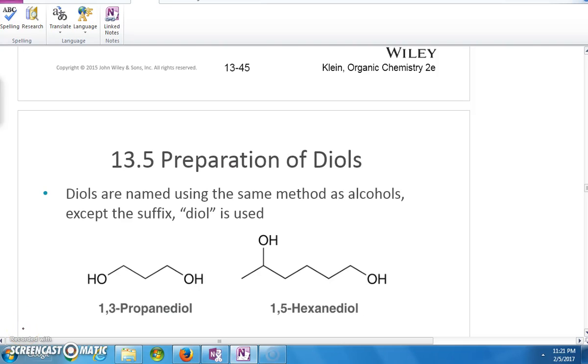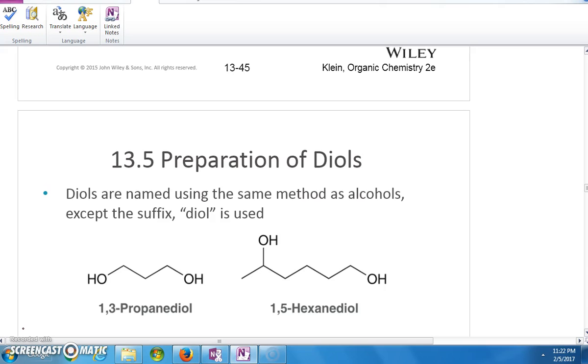So we have looked at the preparation of alcohols from ketones, aldehydes, and carboxylic acids using a mix, either lithium aluminum hydride for carboxylic acids and sodium borohydride for ketones and aldehydes, to the corresponding alcohols. Now let's talk about the preparation of diols.